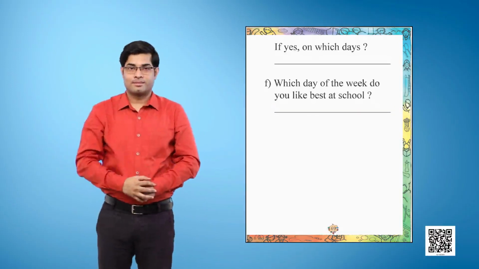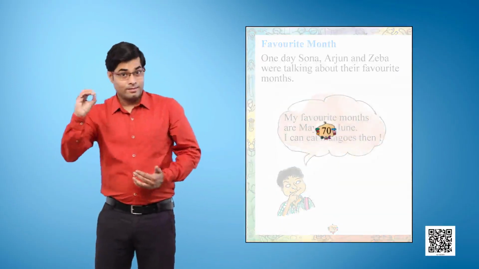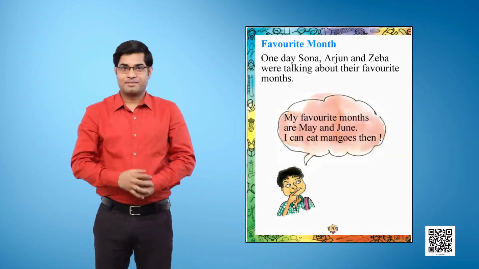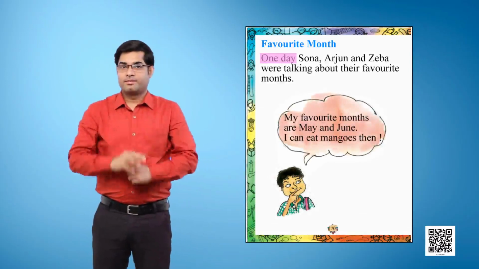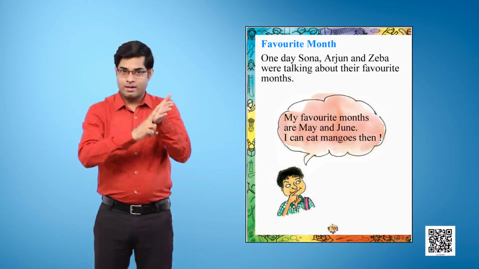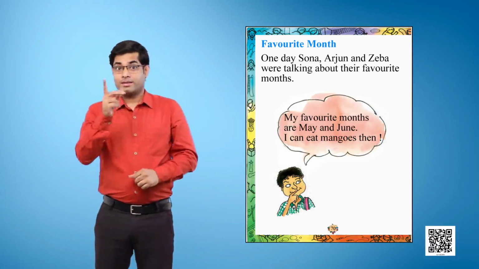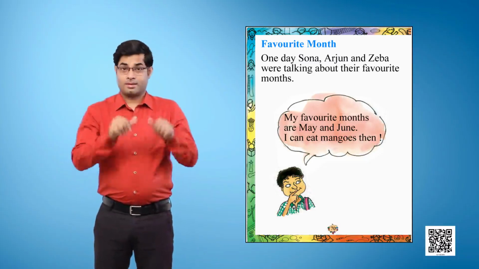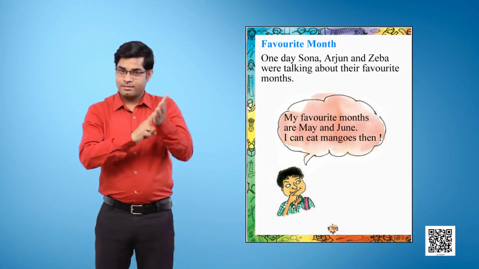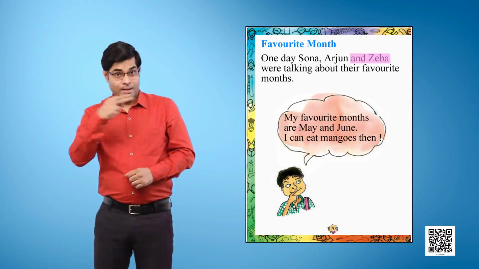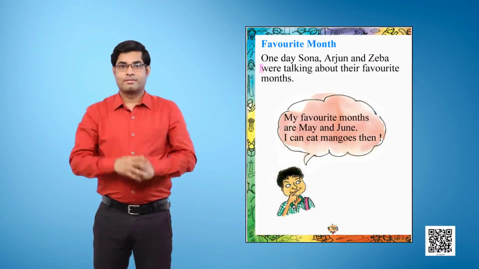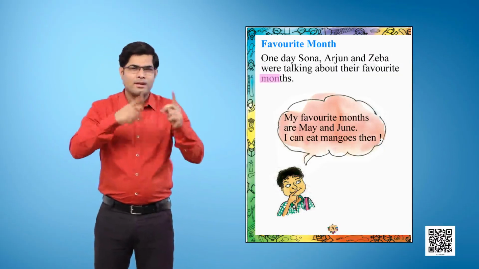Page number 70. Favorite month. One day, Sona, Arjun, and Zeba were talking about their favorite months.